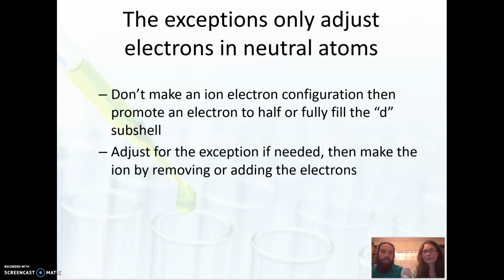This doesn't happen. So if there's an exception, if we're looking at chromium or copper, we write the neutral atom the way we should as an exception, and remove electrons from the highest n. No other promotions or anything strange here.